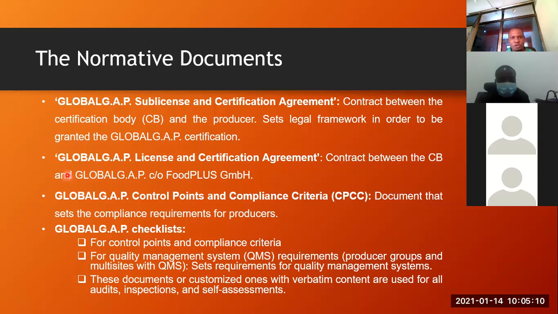The first normative document is the GlobalGAP sub-license and certification agreement. This is the agreement that you, the company, will sign with your certification body. Without this agreement, you cannot get your GlobalGAP certification. It is an important normative document. Once you contact your certification body and you meet all their requirements, the first thing they will do, before they even set a date with you, will be to let you sign the sub-license agreement.